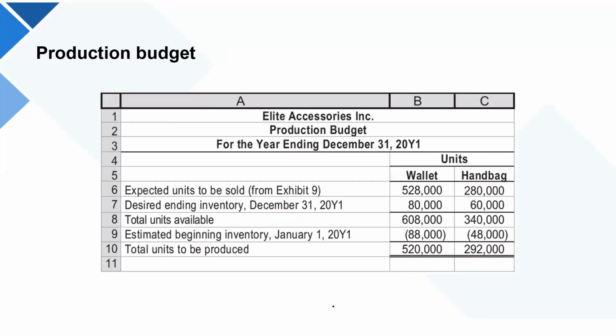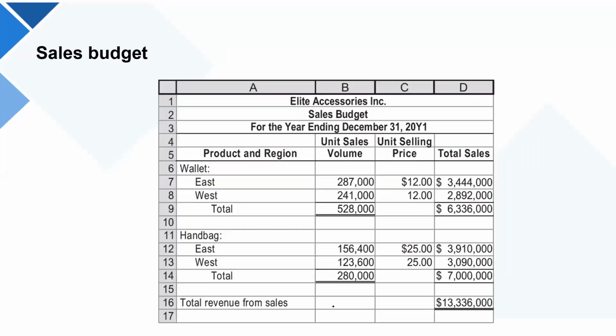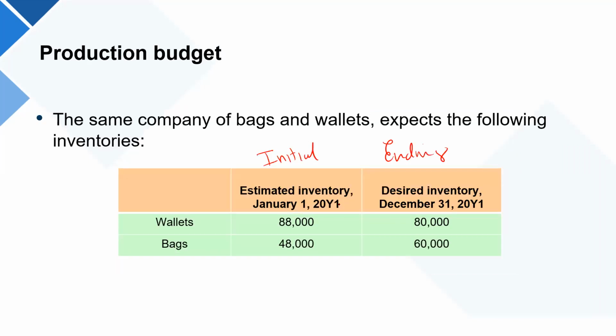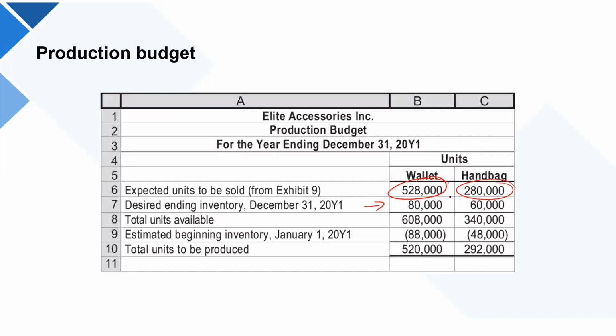So let's put it inside the formula. We start with the information of sales, the volume of sales that we have. Okay, so this is the sales budget, this is the volume, and we start with those values. They are here and here, okay? Then we need to add the desired inventory, that is the final inventory, the ending inventory, I'm sorry. The ending inventory is the one of December. So it's 80 and 60.